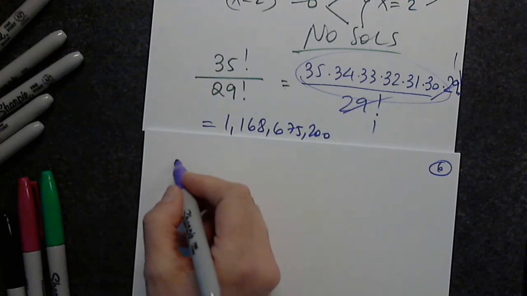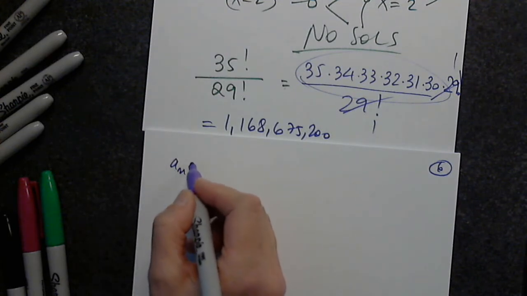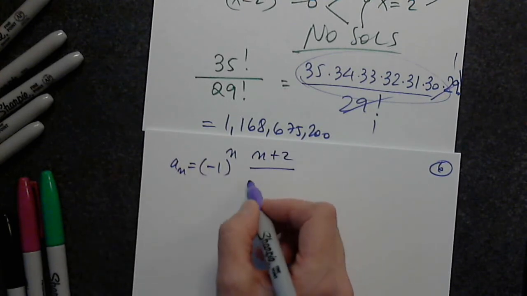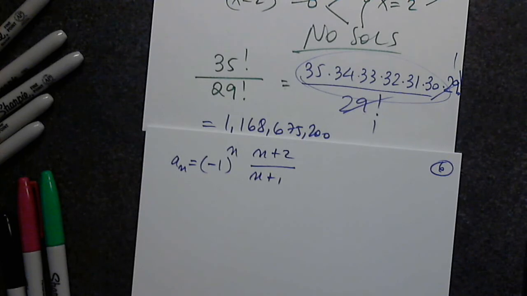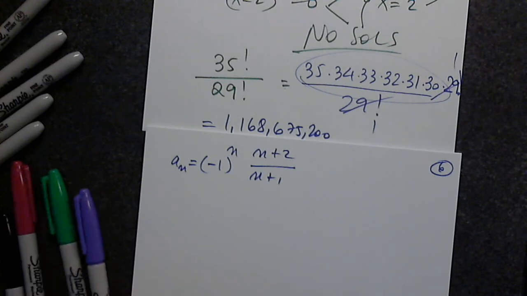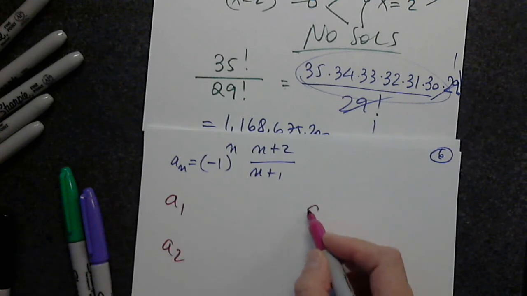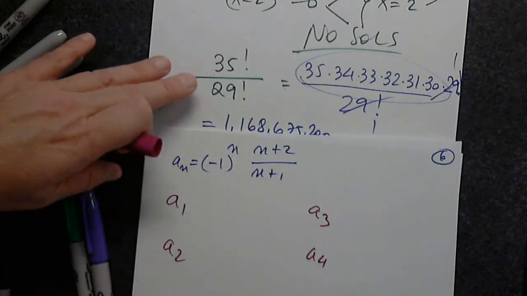Okay, what about a sub n equals negative 1 to the nth power times n plus 2 over n plus 1. This is not a recursive formula. A sub n does not depend on a sub n minus 1. So I can determine any term you want. For this one, we were asked to determine the first 4 terms. So we want to find A1, A2, A3, and A4.